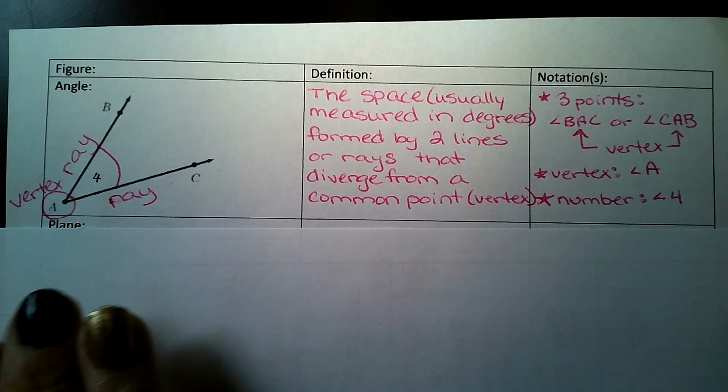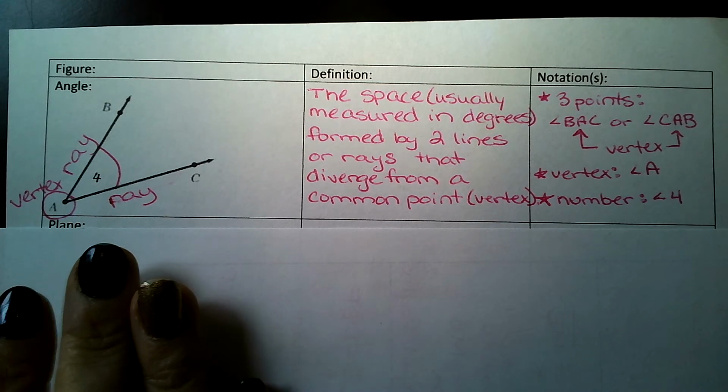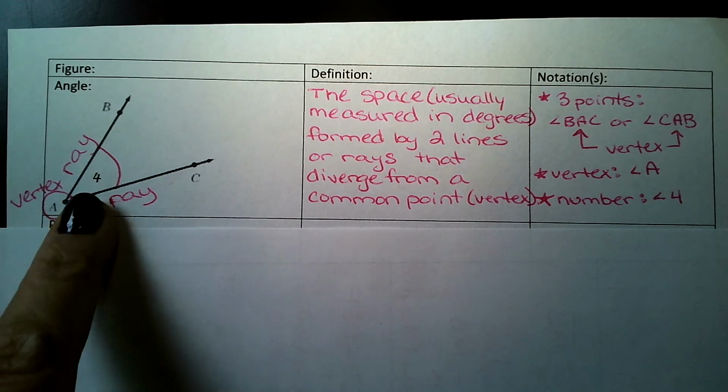For this particular picture, which is a very simplified angle, we could also just name this using the vertex point. So we could just call this angle A. We could also call it angle 4. This is not 4 degrees.